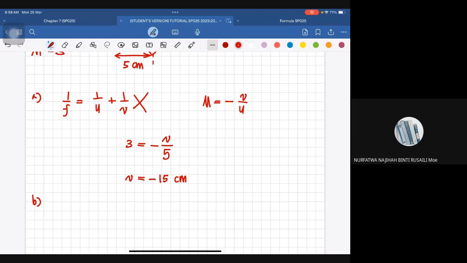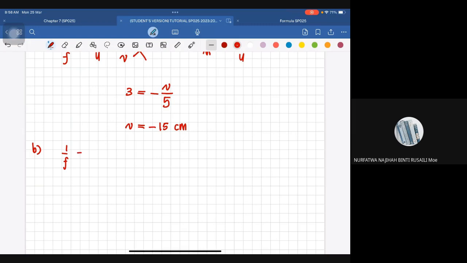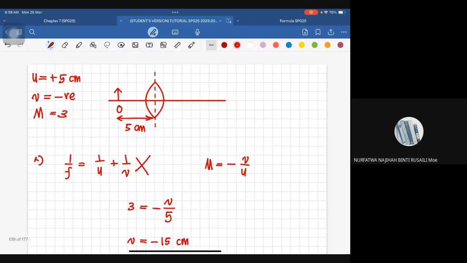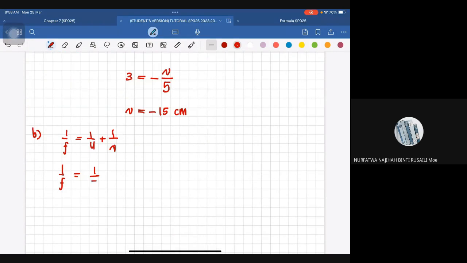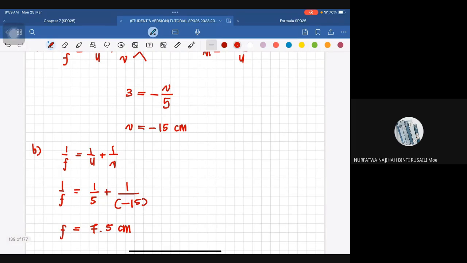Okay. Next, soalan B. How do we determine the focal length of the lens? Ini je lah equation yang ada focal length. So bolehlah kita guna balik 1 over f equal to 1 over u plus 1 over v. So kita cari f. This is u berapa u? 5. v is negative 15. So kamu akan dapat focal length equal to 7.5 centimeter. Alright, boleh ke everybody?